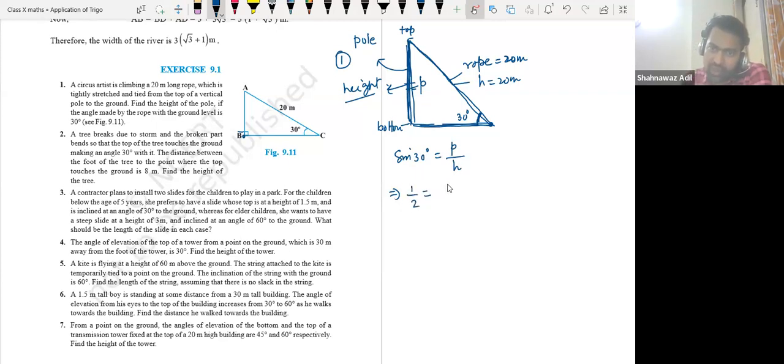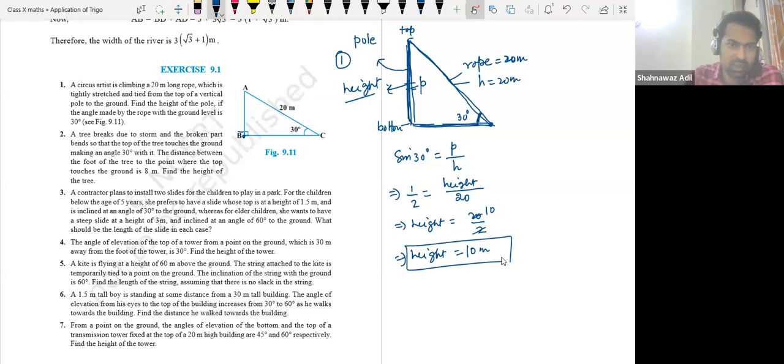P, which we want to find out, that is the height, divided by H, that is 20. So height would be 20 by 2, which is 10. So height would be 10 meters. Please note it down and then the next.